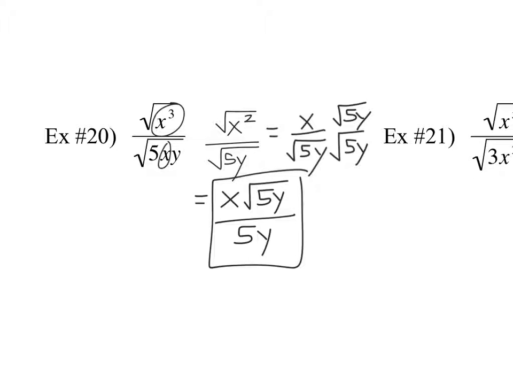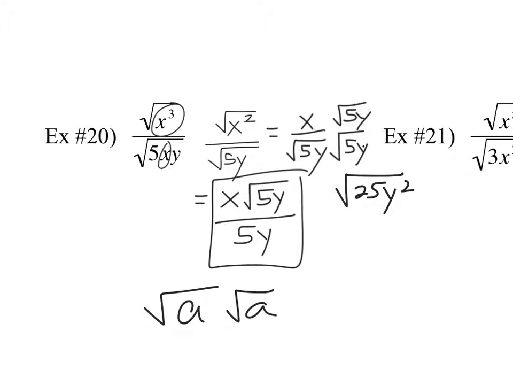The y's, is just one y? Yes. When you multiply, you get the square root of 25y squared, which, yeah, is 5y. Just remember that, any positive number, rad a times rad a, is just going to give you a back. So you kind of think of this as a. It just gives you 5y.